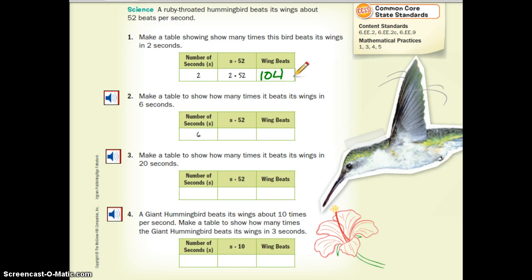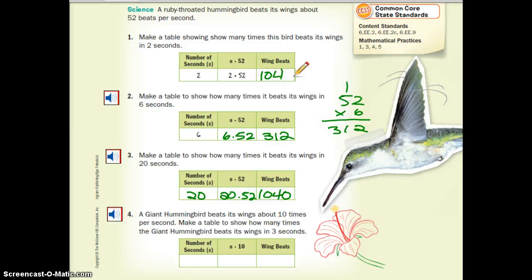Make a table to show how many times it beats its wings in 6 seconds. So again, we input the 6 times the 52. 52 times 6 is 312 times. And then how many in 20 seconds? 20 times 52, so again we have 20 seconds, and that would be 1,040 times.